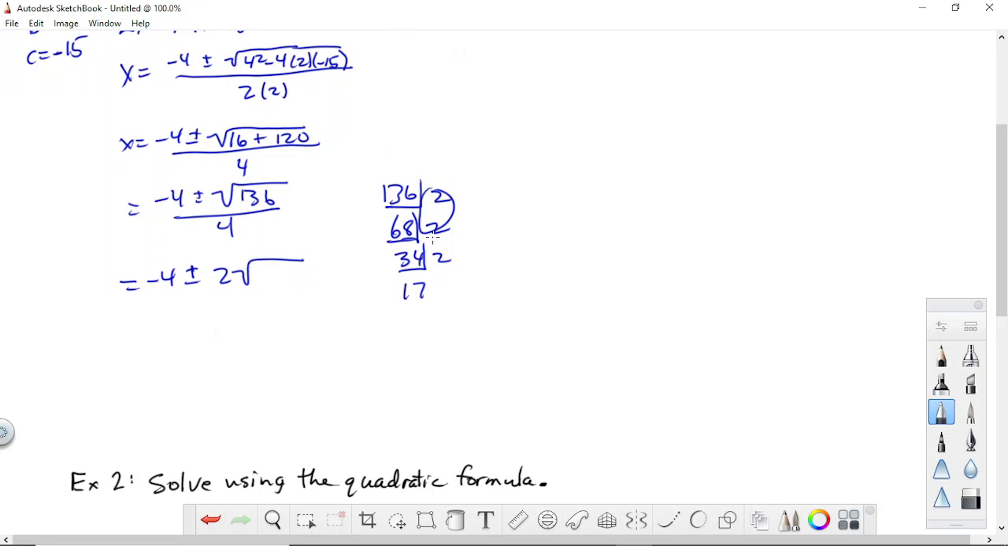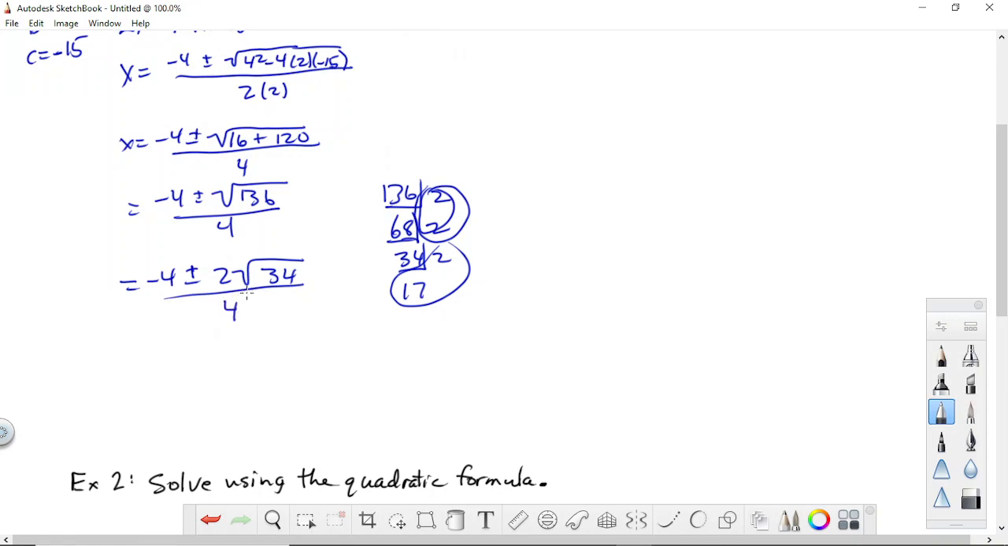what's still in the radical. We took out the 2 because of this pair right here, but what's still inside is a 2 and a 17. So 2 times 17 is 34, and that's the only thing inside. And of course in the denominator, I forgot to write down, we have 4.